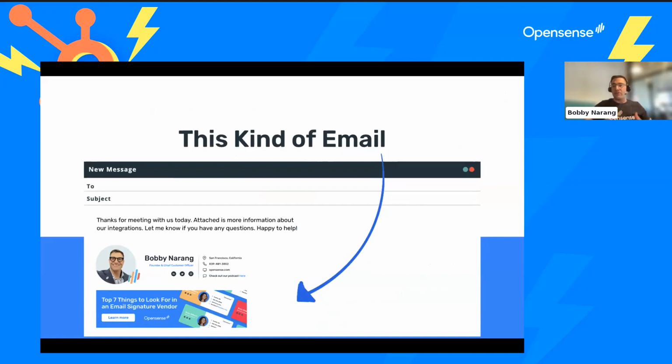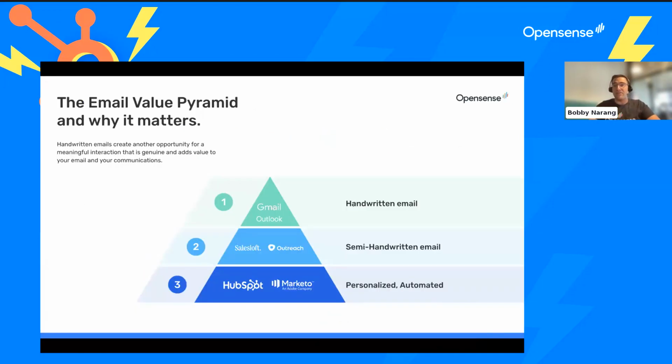The likelihood of an email being opened and read is so much higher when that message is coming from a person or a company that you know deeply. And that's the kind of email that OpenSense focuses on. It's the messages that you're composing and sending on a day-to-day basis from Outlook, from Gmail, from your mobile devices. And we'll talk a little bit about the math of that in just a moment.